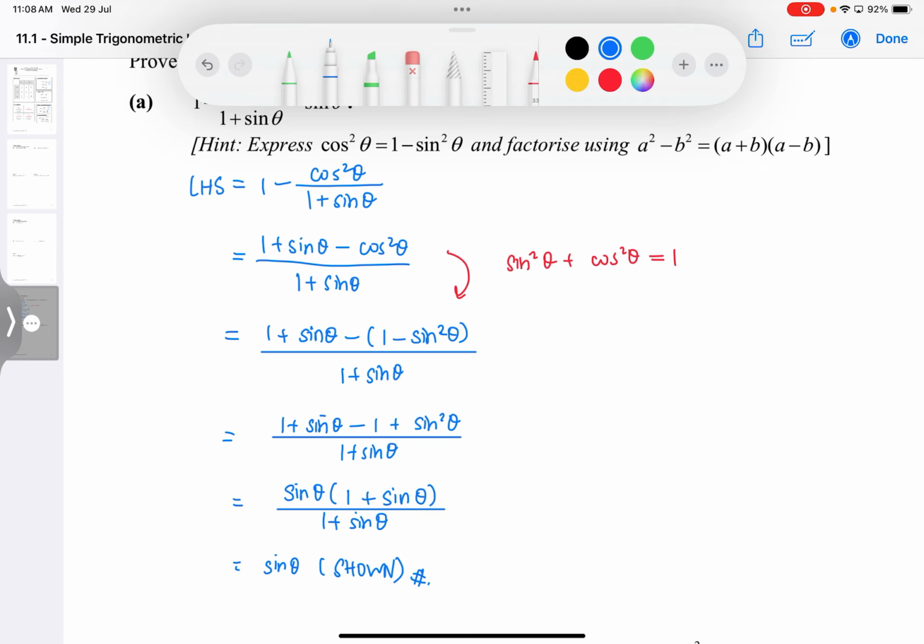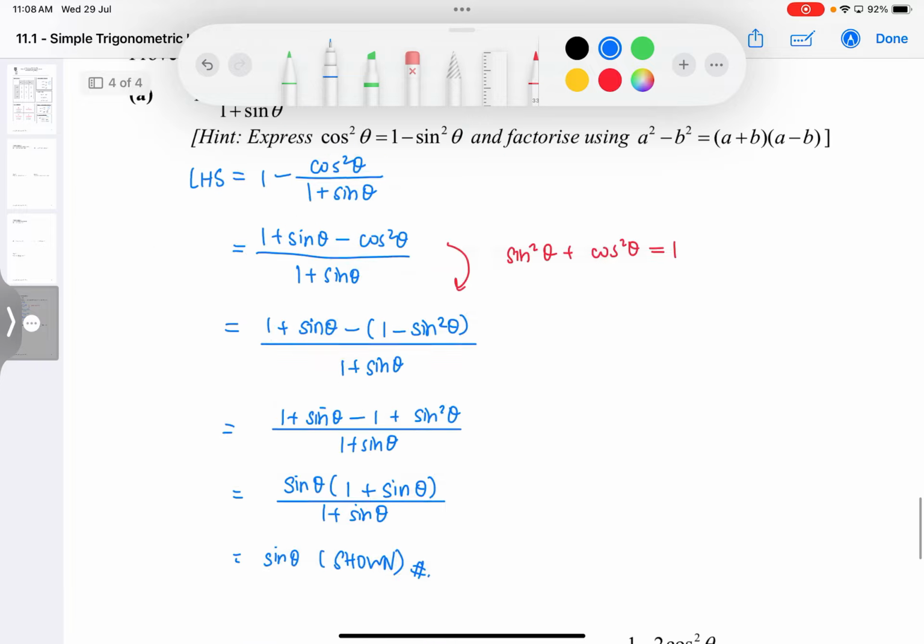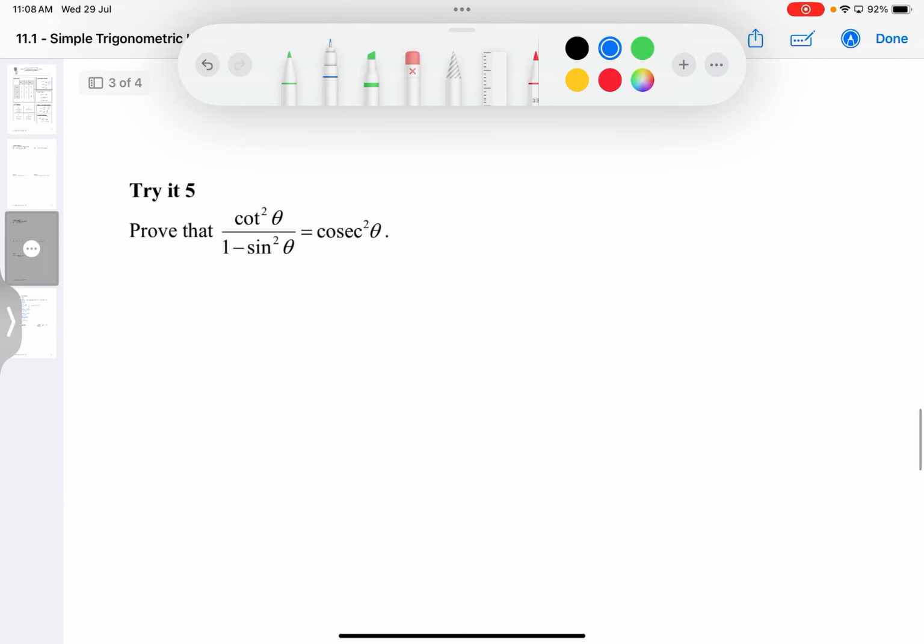Question, try it 5. Okay, let me briefly go through. I think just now Kai Xuan also asked me about try it 5, so I'll go through it also. Again, we will start with the left hand side, because clearly the left hand side looks more complicated.